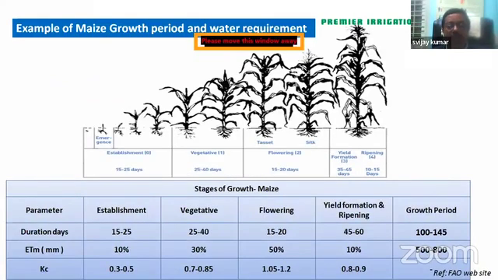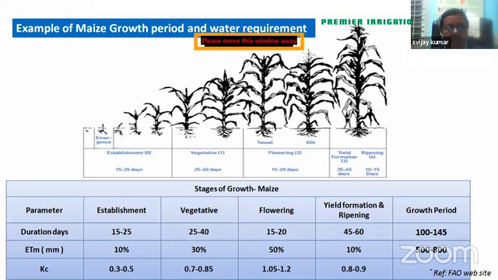Now to explain this in more detail, I've taken the example of a maize and we are looking at the 4 stages. We have the establishment stage, 15 to 25 days, vegetative stage, which is 25 to 40 days, the flowering stage, which varies from 15 to 20 days, yield formation and ripening is 45 to 60 days. The total growth period is 100 to 145 days. So now the water that has to be given for the evapotranspiration need of the crop will be split up, like 10% only you need of the total evaporation that is to be required, say 500 to 800 millimeter. Only 10% needs to be given during the establishment phase.